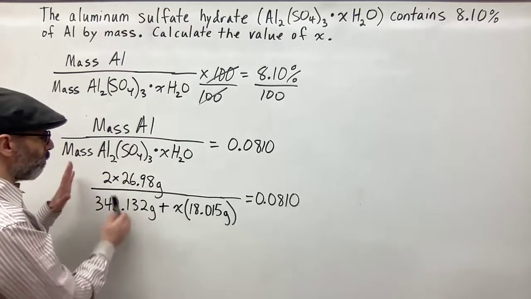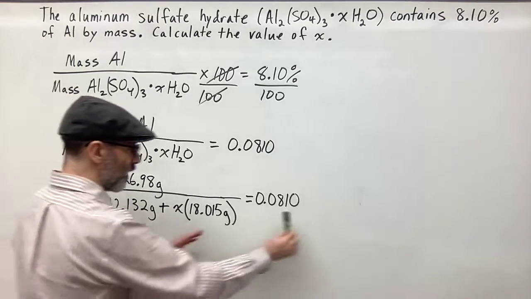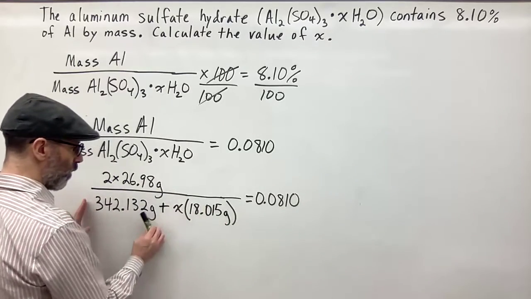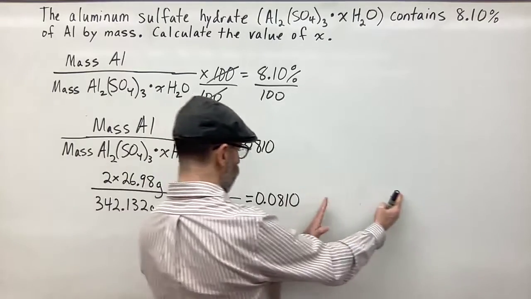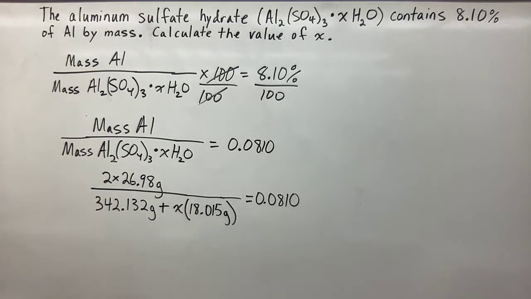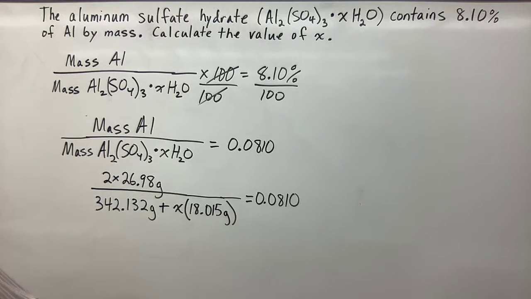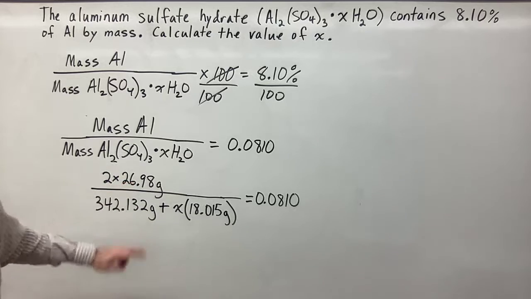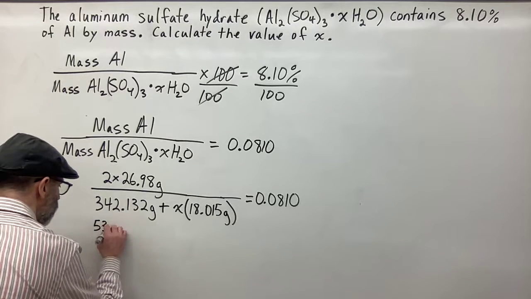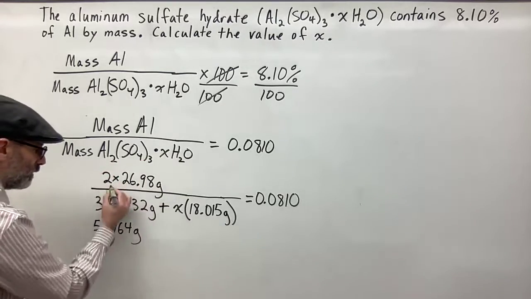So now I have to just do some multiplication. I can multiply this bottom part times this. If I multiply both sides by the bottom part, I can get this over here multiplied and then equal to this. So when I do that, I get 53.964 grams. That's this part, 2 times this.